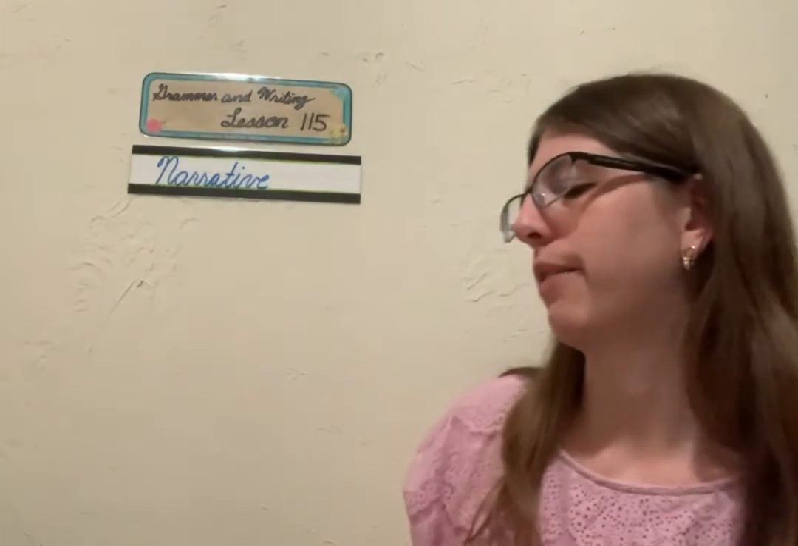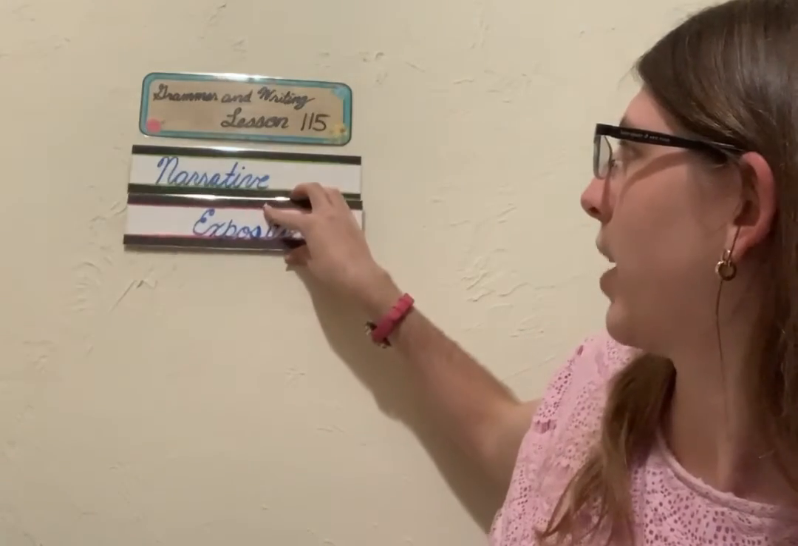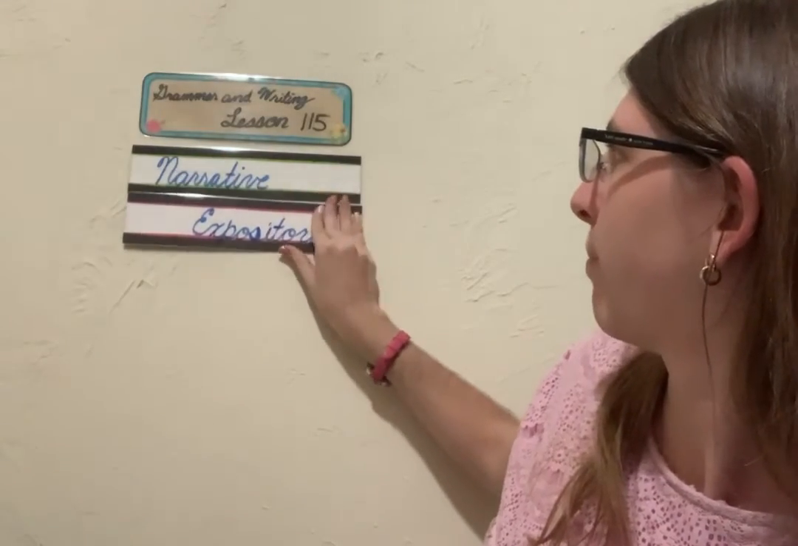So narrative writing is what tells a story. You are the narrator. You are describing a story, a series of events. Like, for example, if you went on a trip and you wanted to tell me what happened on that trip. Okay, the next one would be expository. Let's add that one, expository.